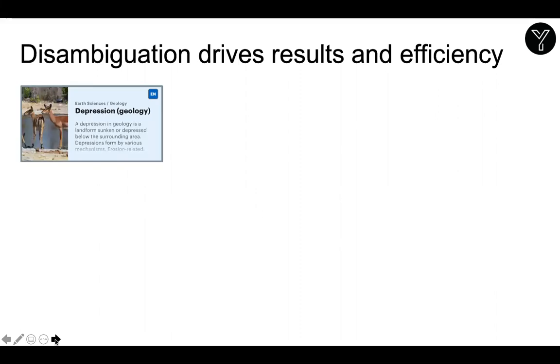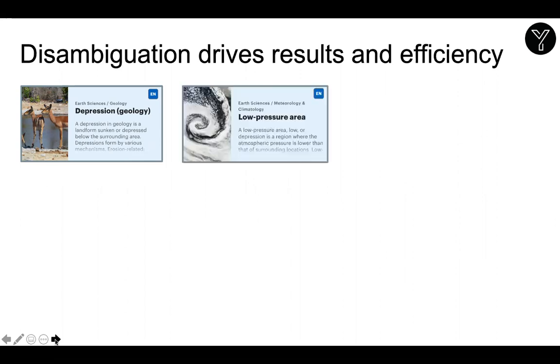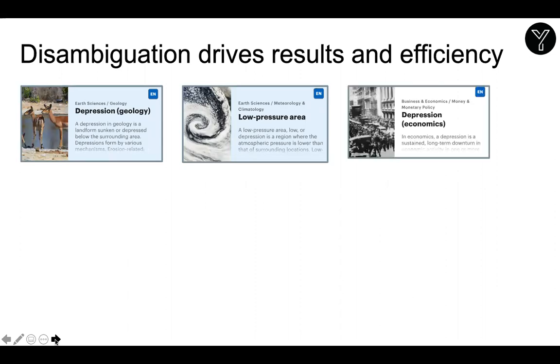So I wanted to talk a little bit about disambiguation, because if you own content, or if you're a researcher trying to find content, you always want to be able to disambiguate in order to find what you're looking for. To give an example of a great term, if somebody's researching depression and they go to a search bar and put in the word depression, they could be talking about geology, they could be talking about a low pressure area in meteorology, they could be talking about an economic depression.